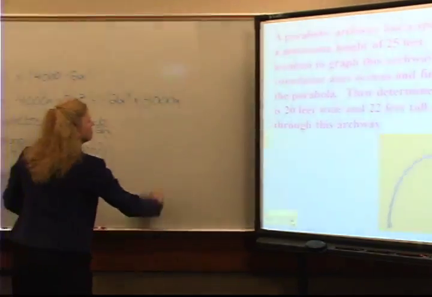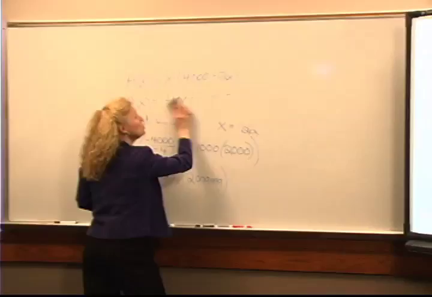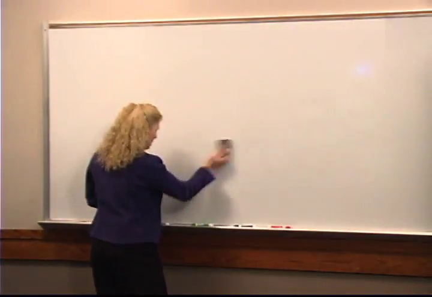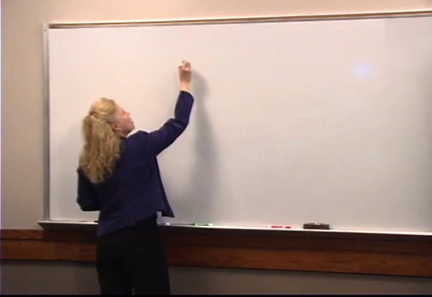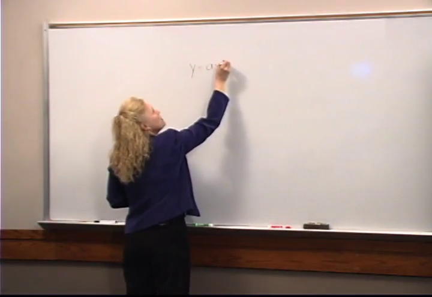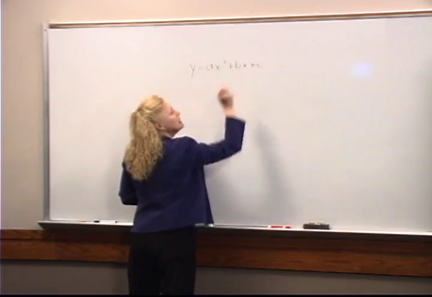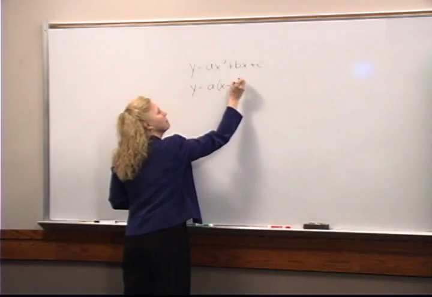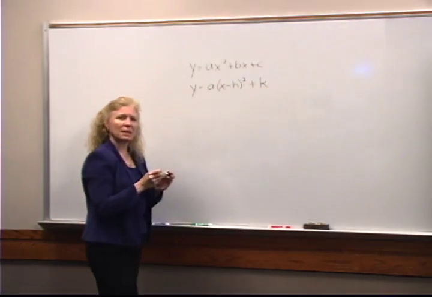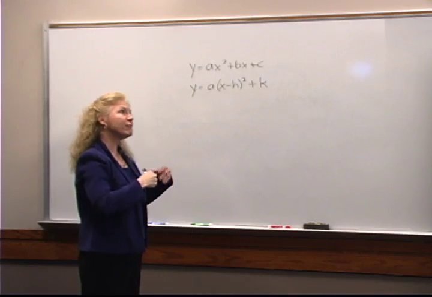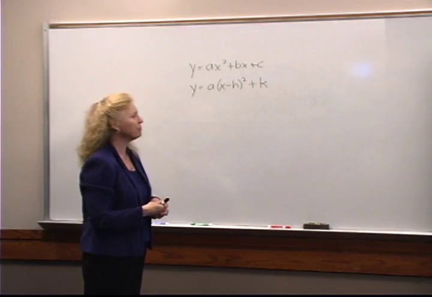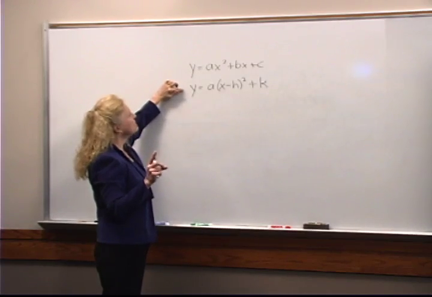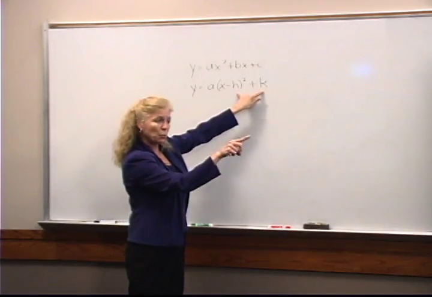Well, you know, we've got two equations to work with. We've got ax squared plus bx plus c. And we've got this guy. Now, does one of them look a little bit more friendly at this moment than the other? To me, this guy looks great because I know the h and the k right now.